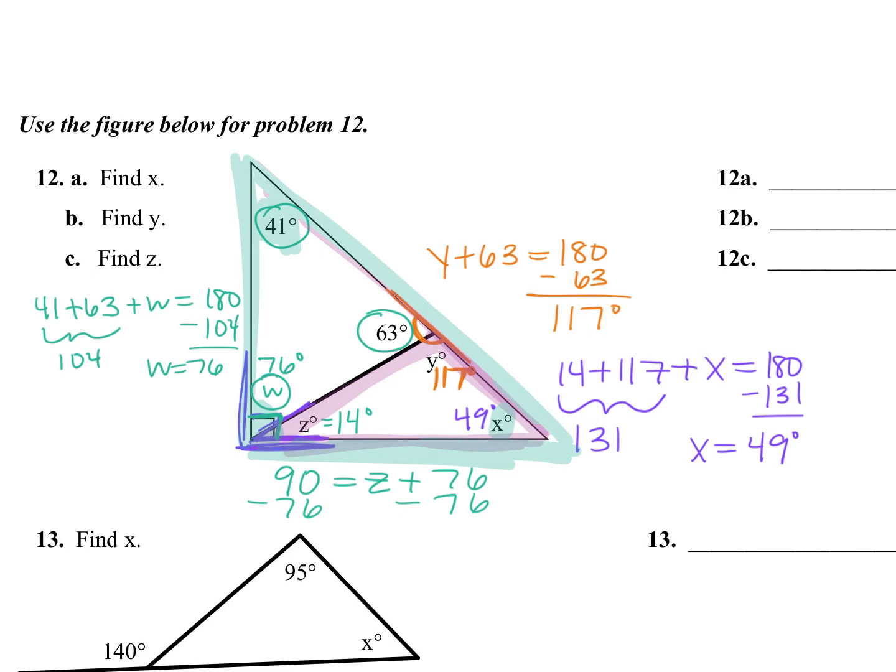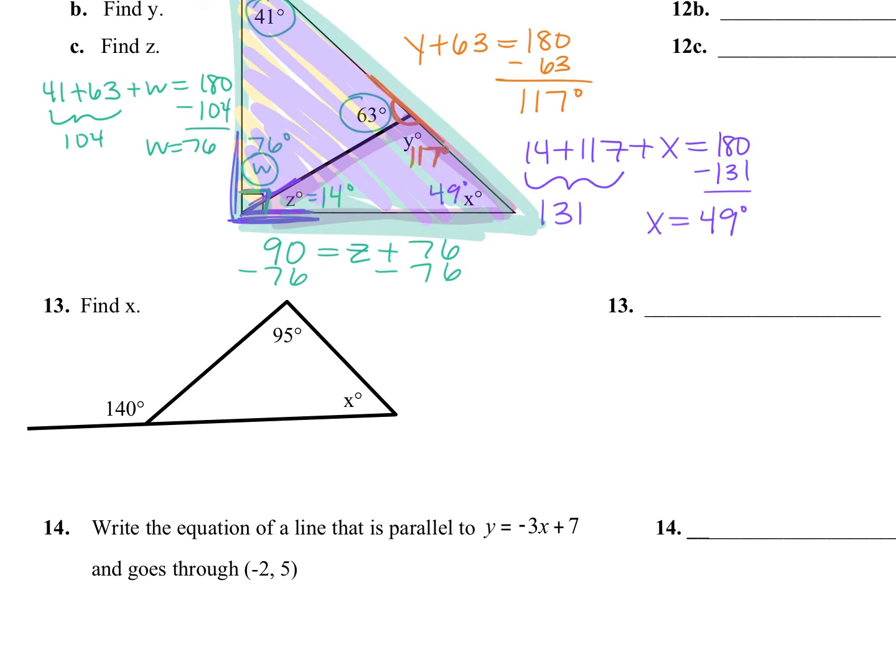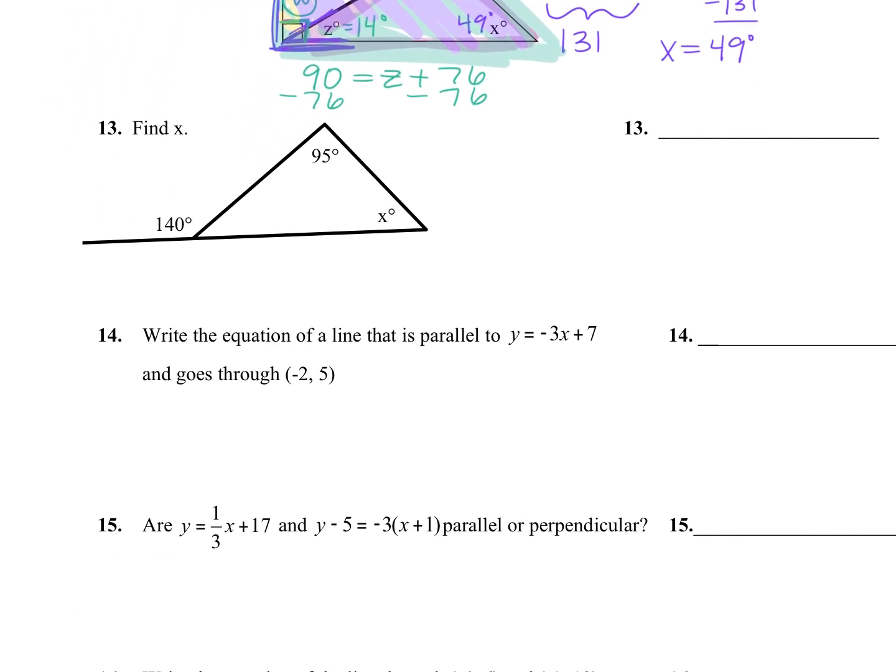3 triangles, right? You have the two smaller, you have this one, you have this one, but then you also have the whole thing. Okay, so 3 separate triangles that you can work with, and a triangle always adds up to what? 180. Okay, now 13, you could use the little shortcut I taught you.